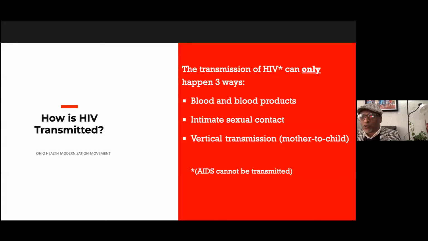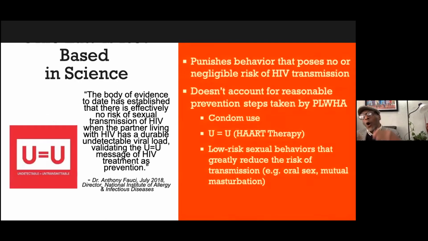IV drug use, those who inject drugs, is also a way in which a person can contract HIV. We prefer to say contract HIV or transmit HIV as opposed to infected, because the word infected is stigmatizing. And we also prefer to say people living with HIV and AIDS, because we're more than just our status. So next slide. Also, AIDS can't be transmitted. HIV is the virus that's transmitted. AIDS is a progressive condition or symptom of HIV.